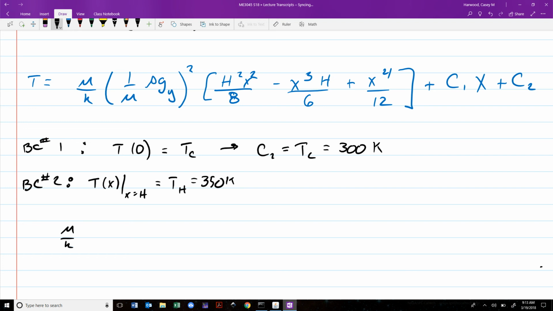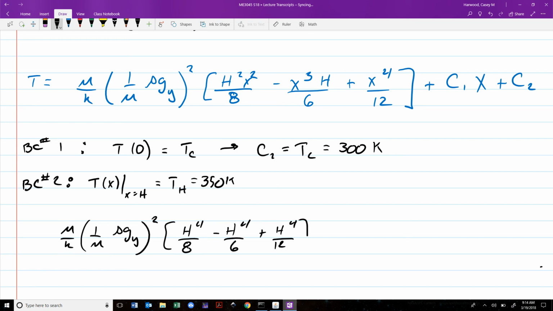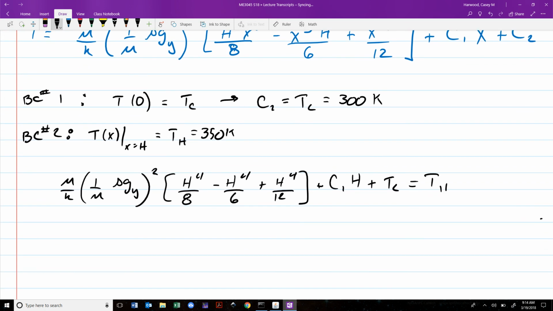Mu over k, 1 over mu rho g y, squared, times h to the 4th over 8 minus h to the 4th over 6 plus h to the 4th over 12, plus C1 h plus C2, which we solved before, so equal to T sub C, and this should all equal T hot, right? These guys luckily boil down to something a lot simpler. We can write this instead as simply h to the 4th over 24.